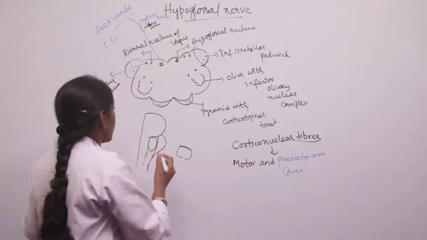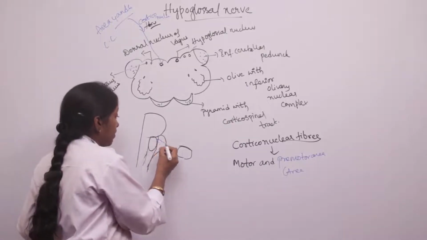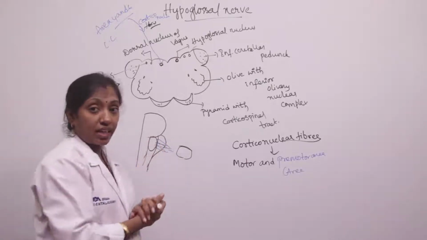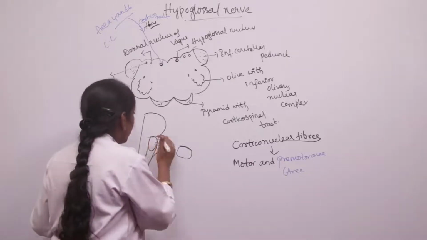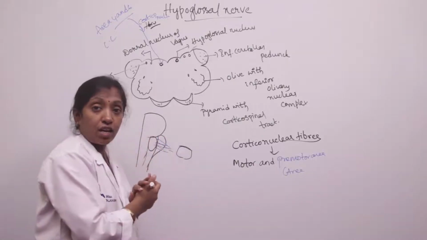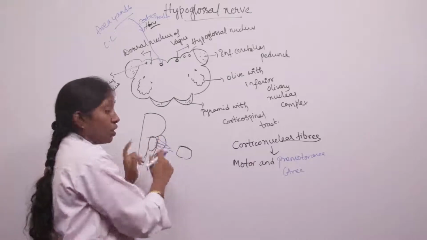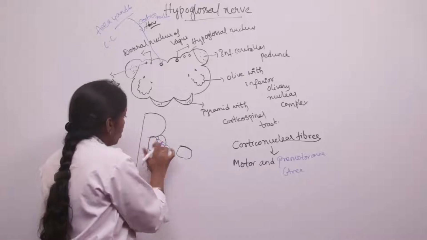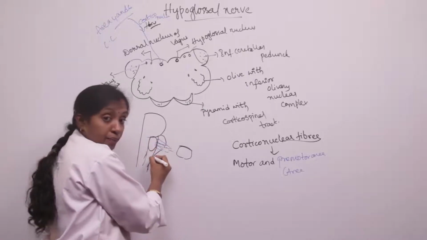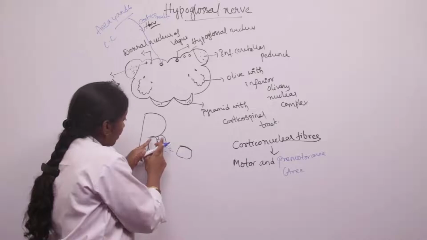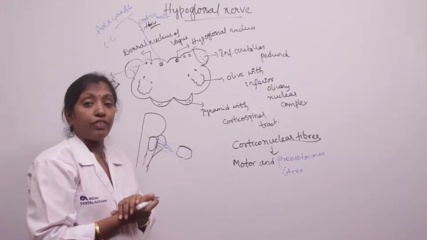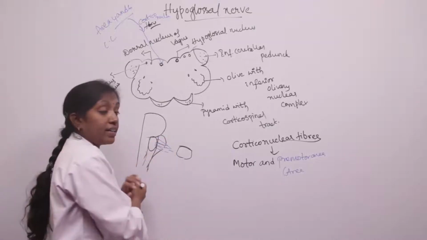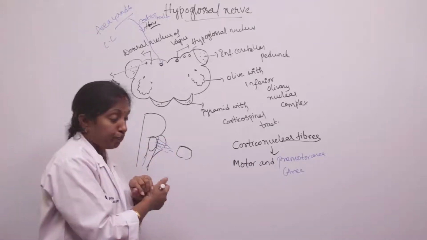Okay, so from the hypoglossal nucleus, 10 to 15 rootlets arise from the anterolateral sulcus of the medulla between the pyramid and olive. In the medulla we have the pyramid and olive. This is the olive and this is the pyramid. So this is the anterolateral sulcus here. So between the pyramid and olive, 10 to 15 hypoglossal rootlets arise.